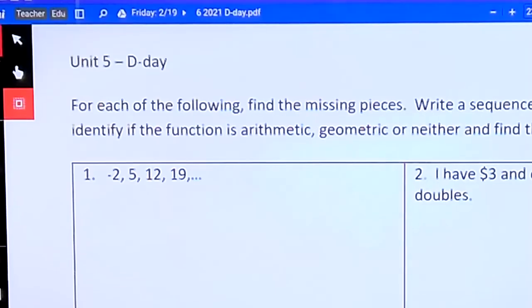So this video is on Integrated 1, Unit 5D Day, which is Friday's homework, Unit 5 homework 14. On this first section, these first three problems, they want us to find the missing pieces, whether you have to write the sequence, give the recursive or explicit formula, list, whether it's arithmetic or geometric, and find f of 10 for each of these.